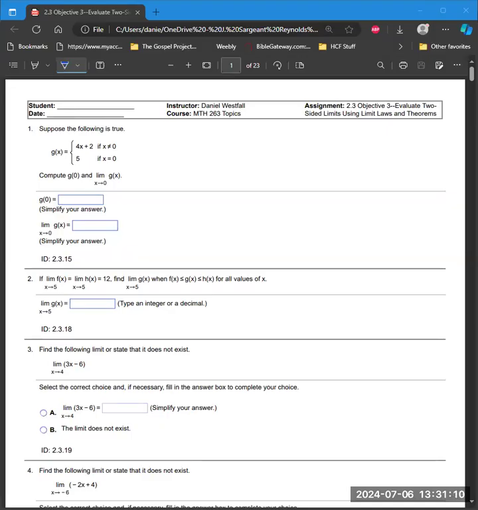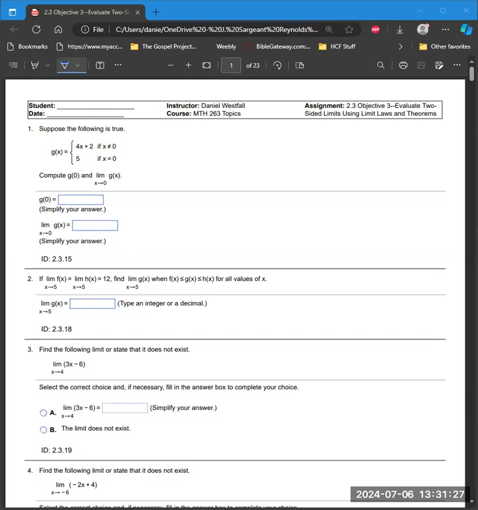In this video, we're going to talk about 2.3, Objective 3, where we evaluate two-sided limits using limit laws and theorems. Let's go ahead and get started. There's lots and lots of examples for this, so I may actually make more than one video on the same topic, just to keep the videos a little shorter.